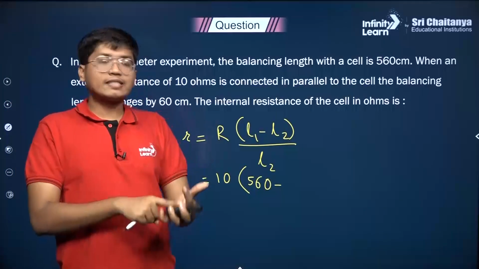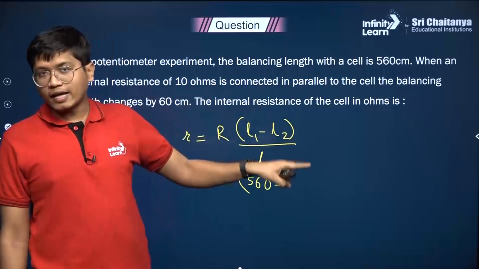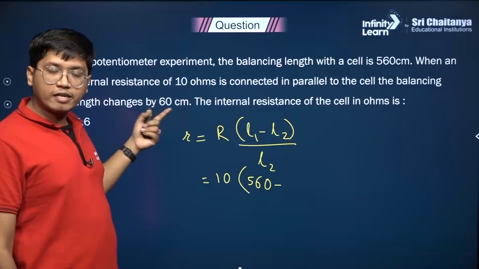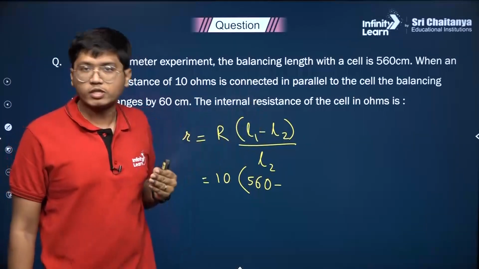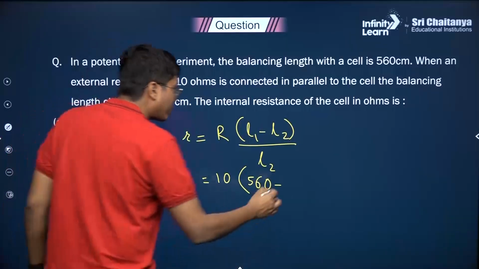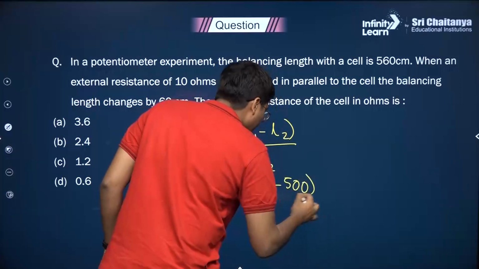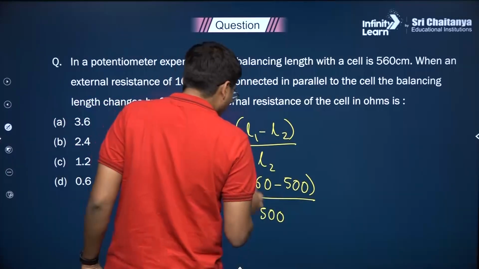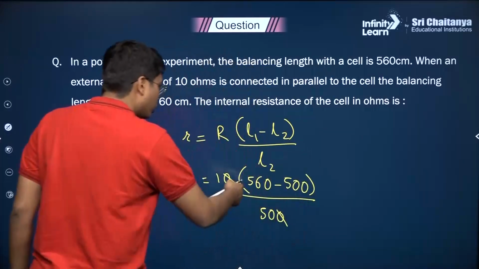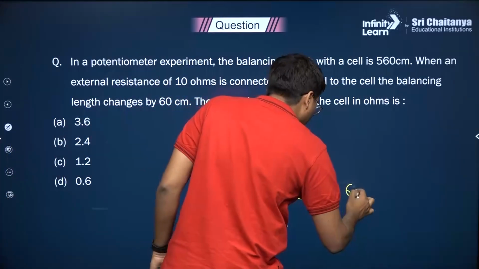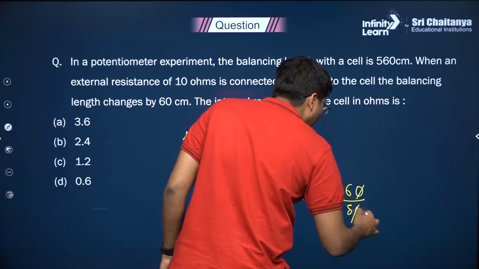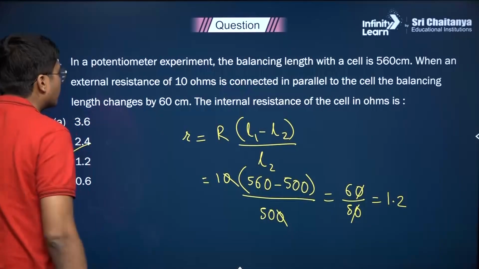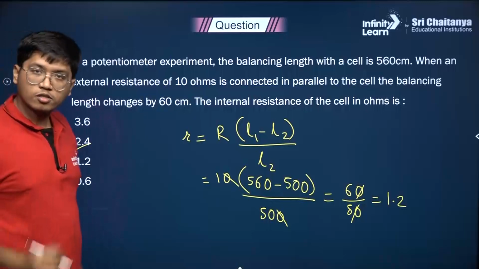And know this for a fact, like I said, L2 has to be less than L1 because V is less than E. So it says that it changes by 60 centimeter. You have to know changes means it goes down by 60 centimeter. So L2 would be 500, divided by L2 again, which is 500 over here. So you can cancel it out. Cancel out the zeros here. This gives you 60 by 50. Cancel the zeros. 6 by 5. That is equal to 1.2. So our correct answer is 1.2 ohms, the internal resistance of the cell.